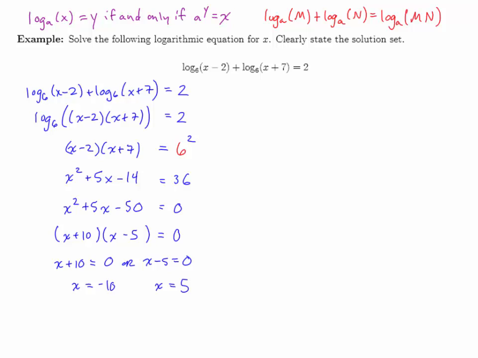So the first thing we want to look at, we'll check that proposed solution of negative 10. So when we try and plug in negative 10, we're going to get log base 6 of negative 10 minus 2 plus log base 6 of negative 10 plus 7, and we would be asking ourselves, is that equal to 2? Now we come up with a problem immediately here, and that is that both this log base 6 of negative 12 and log base 6 of negative 3 are going to be undefined. So negative 10 does not check as a solution. That would be what we'd call an extraneous solution there.